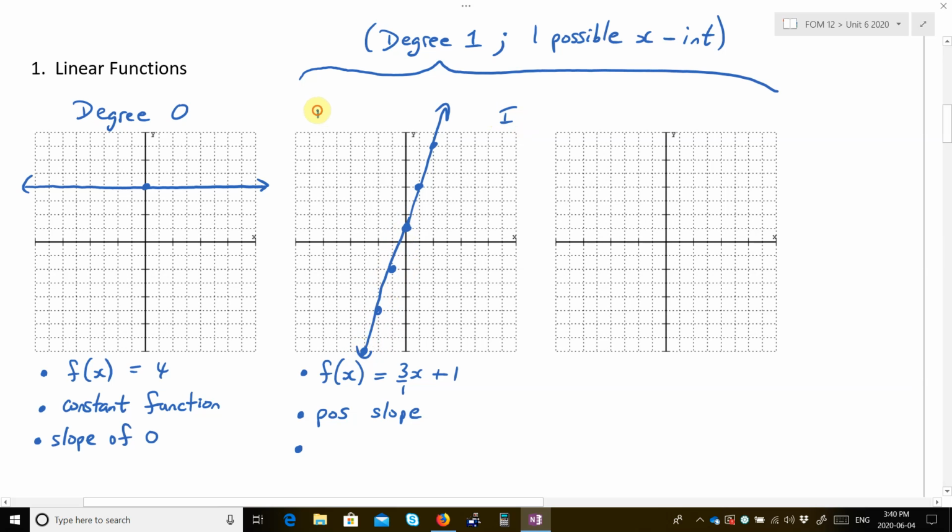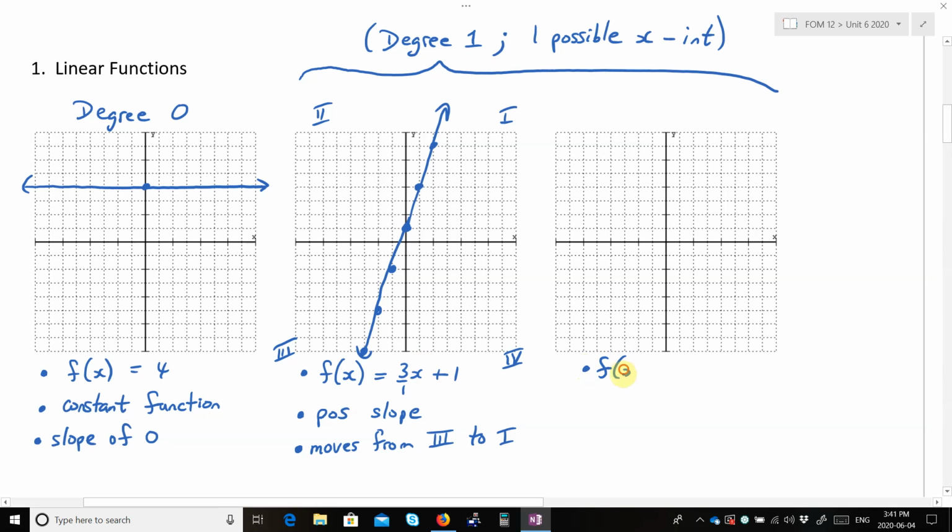Remember how the quadrants go 1, 2, 3, and 4? We can see that as we move from left to right, this graph moves from quadrant 3 to quadrant 1. So that's a positively sloped linear function. It is degree 1 because the highest power of x is x to the 1.